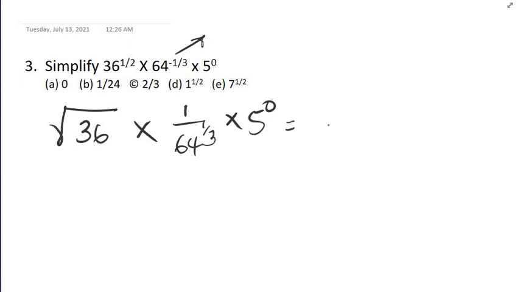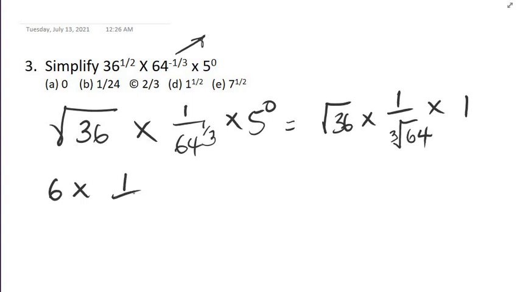So this will give me root 36 times 1 over, just the way 1 over 2 means square root, 1 over 3 means cube root. So 1 over cube root of 64. In indices, anything raised to the power of 0 is 1, so this is times 1. So the square root of 36 is 6, and the cube root of 64 is 4, because 4 times 4 times 4 will give us 64. And the square root of 36 is 6 because 6 times 6 will give us 36.